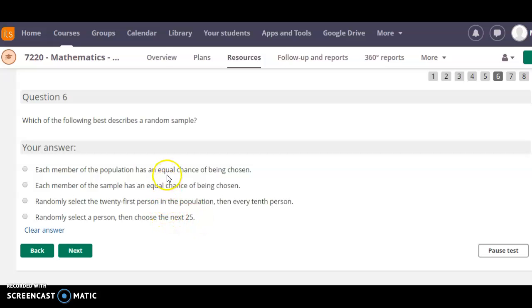So if we go back up to here, each member of the population has an equal chance, or each member of the sample. Well, you don't want to do just sample. Each member of the population needs to have an equal chance. So your best answer would be A, because you're taking a sample of the population. The most important thing about it being a random sample, an unbiased sample, is that every member of the population has just as good a chance as the next person to be chosen.